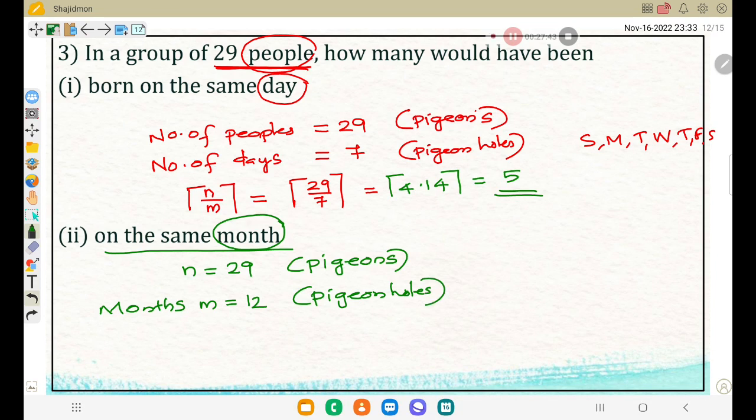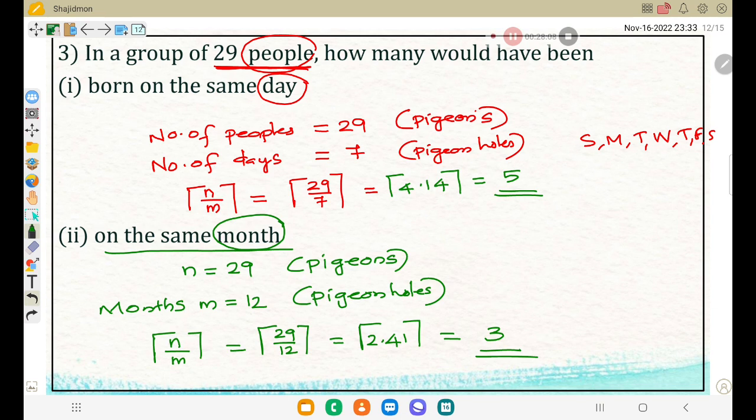Pigeonholes, correct? Now we need to check the extended pigeonhole principle. Ceiling function n by m equals the ceiling function 29 divided by 12. You can check that one. The ceiling function of 2.41 will get it. What is the ceiling function of 2.41? 3. So how many would have been born in the same month? 3 people. Okay, 3 people would have been born in the same month. That is the idea here. Hope you understood that one.